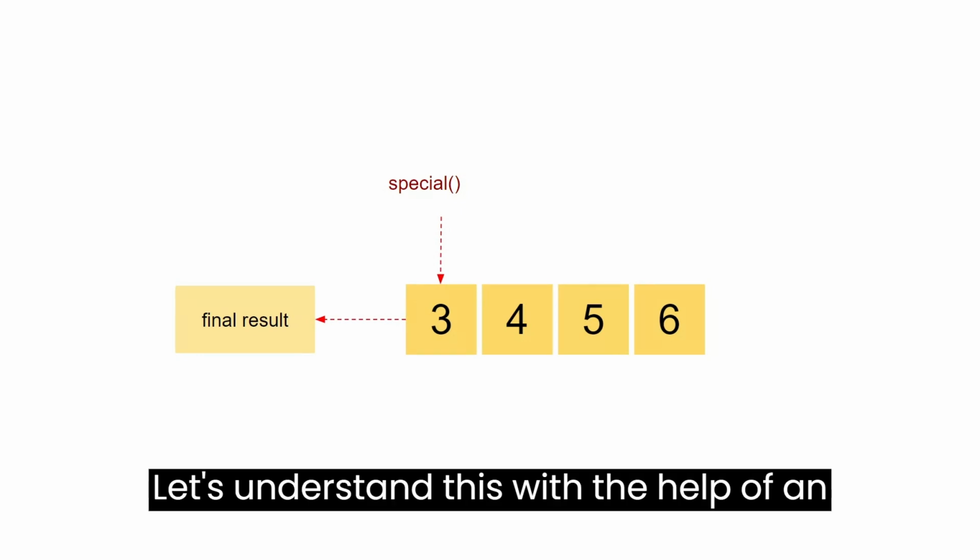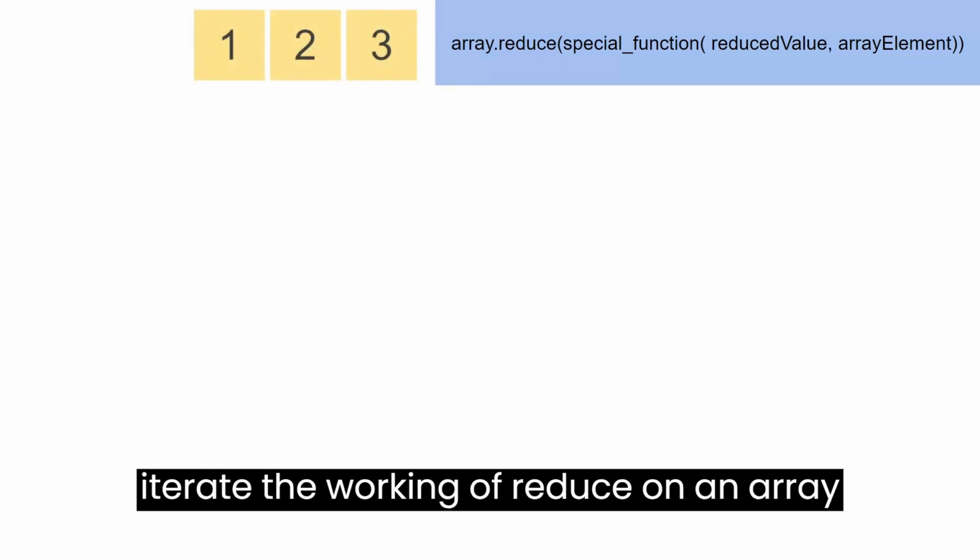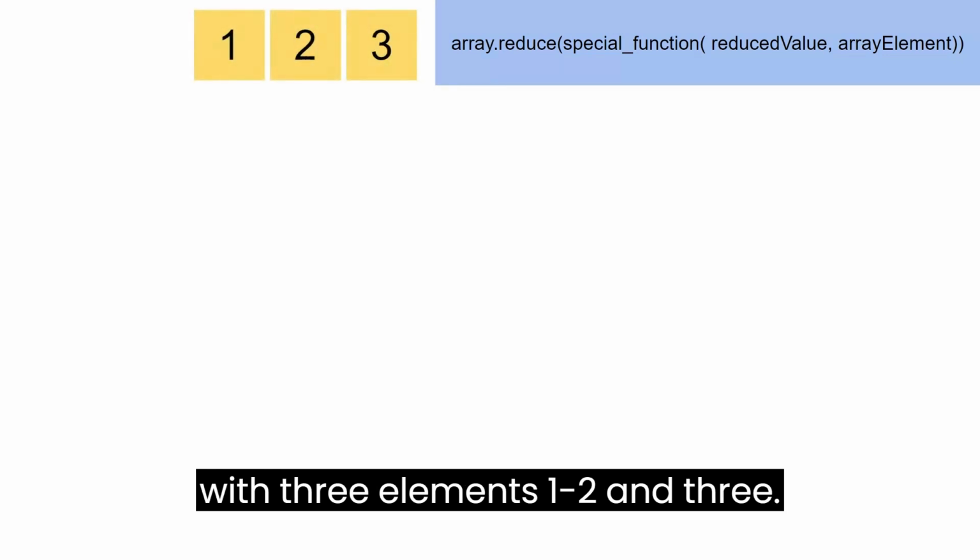Let's understand this with the help of an example. Let's say we have an array and we call reduce on this array. When we call reduce, we pass a special function as parameter to it. This special function takes two parameters. The first one is reduced value, which we will get to know in a while. The other one is the element taken from the array. Let's iterate the working of reduce on an array with 3 elements, 1, 2, and 3.